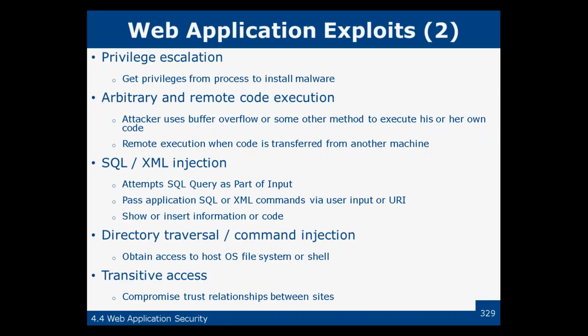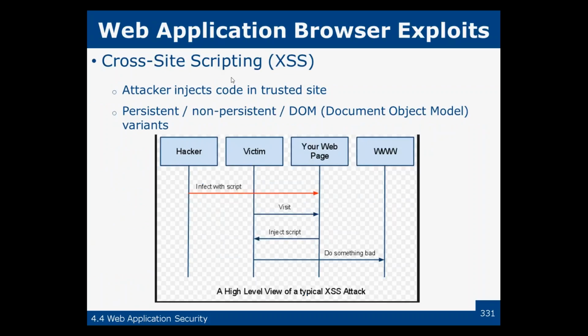A directory traversal command injection is when you get a command prompt and you can actually see the file structure of the system. Transitive access, you compromise a trust relationship maybe between a web vendor and a web page, somebody that's selling on a web page, and the vendor, drop shipper, or whatever else, and you can then take advantage of the relationship there. Cross-site scripting is an attacker injects code into a trusted site.